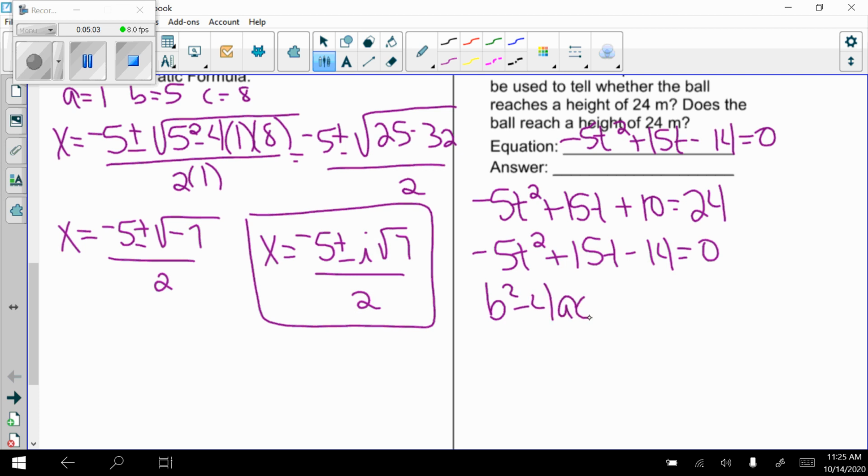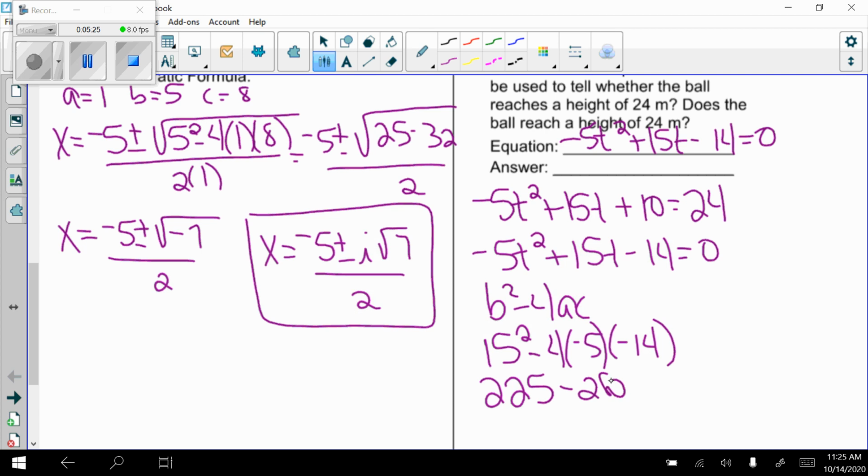And now I'm looking to see, is the discriminant positive, negative, or 0? Right? So plug in b squared, so 15 squared, minus 4 times negative 5 times negative 14. 15 squared is 225. Negative 4 times negative 5 is positive 20. 20 times negative 14 is negative 280. This would give me a negative number, which means no real solutions.